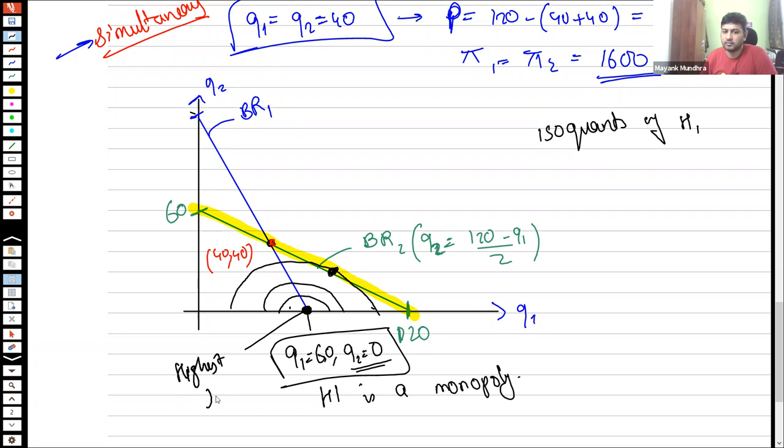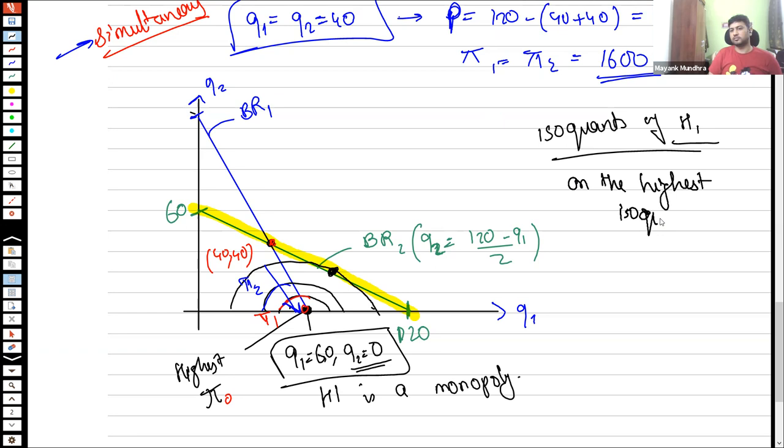Profit reduces as you move away from this point. So this is, let's say, the highest profit pi naught, this is going to be pi 1, then this is going to be pi 2, and so on, so that profit is increasing towards the x-axis. It is increasing downwards. So the herder wants to be on the highest isoquant possible.